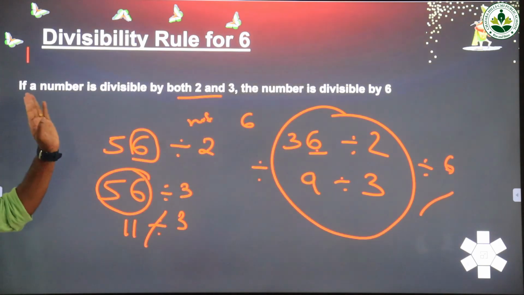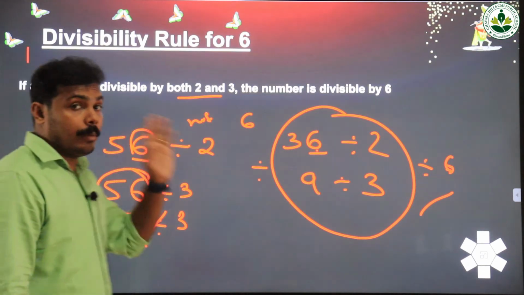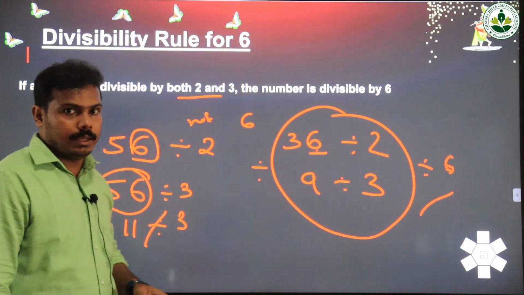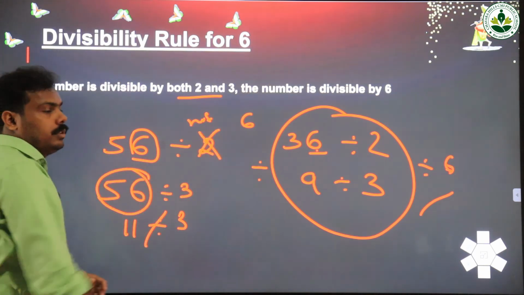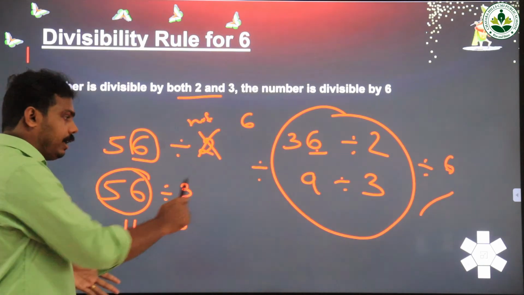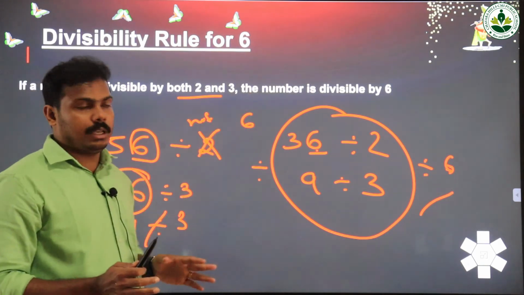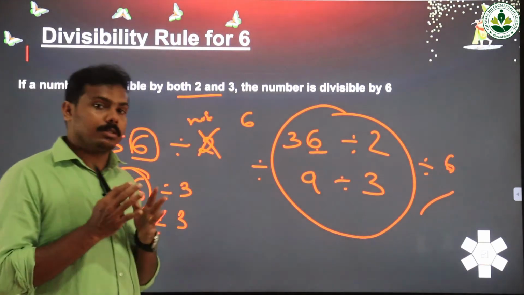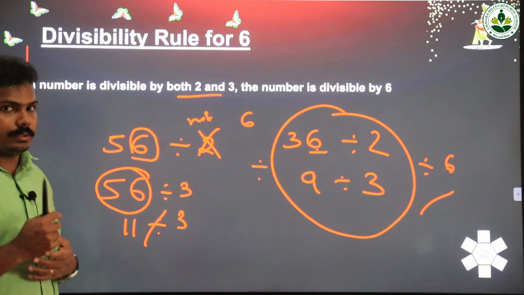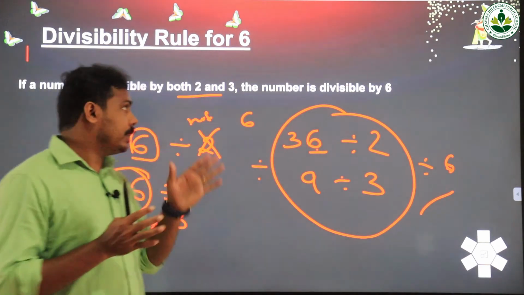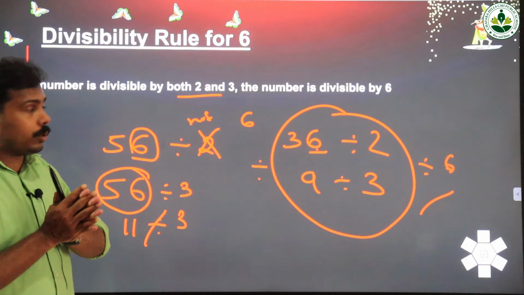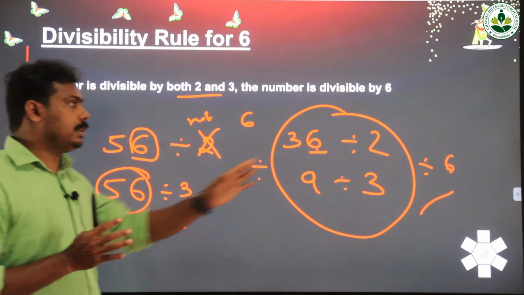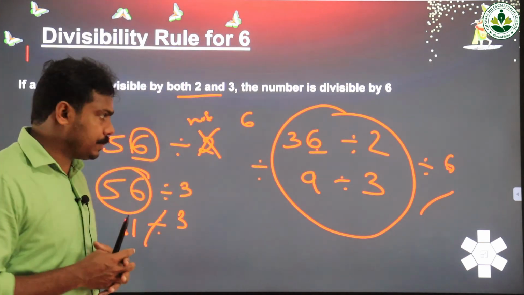The divisibility rule for 6 is, if a number is divisible by both 2 and 3, then the number is divisible by 6. If it is divisible by 2 but not divisible by 3, it is not divisible by 6. A number must satisfy the divisibility rules of both 2 and 3; then it is divisible by 6.